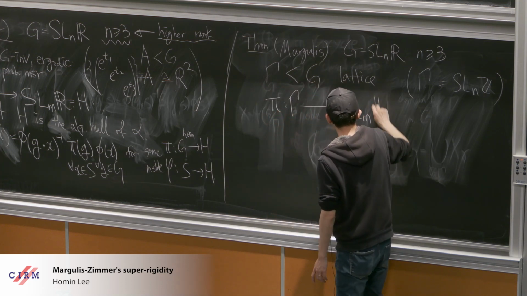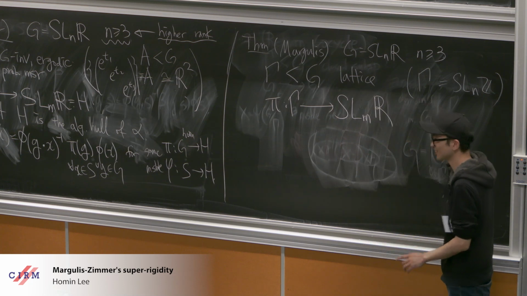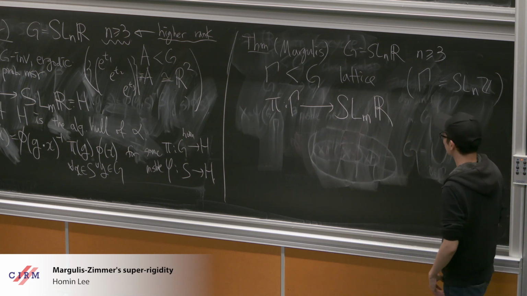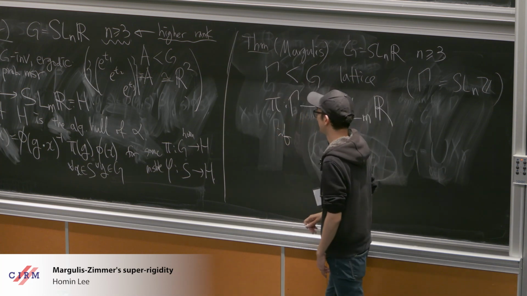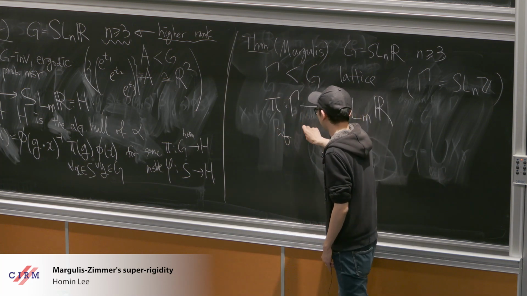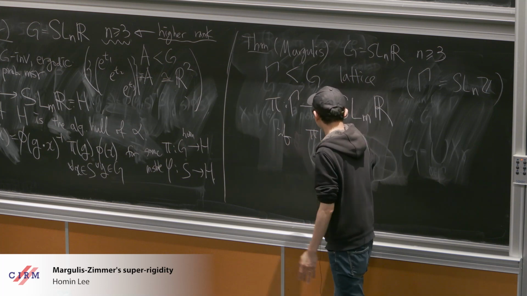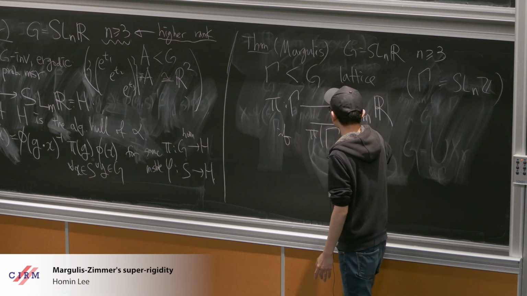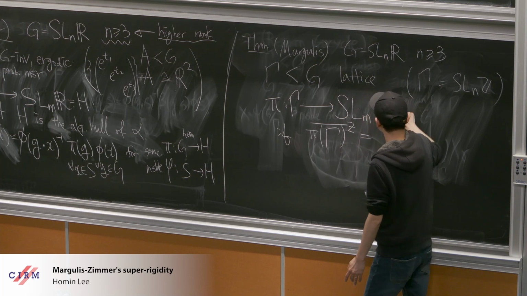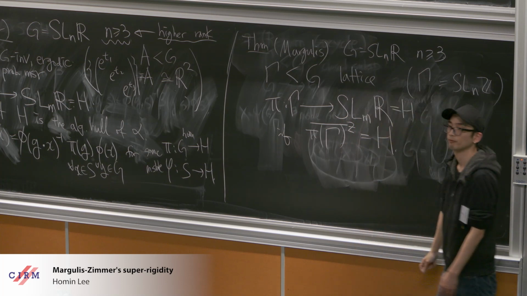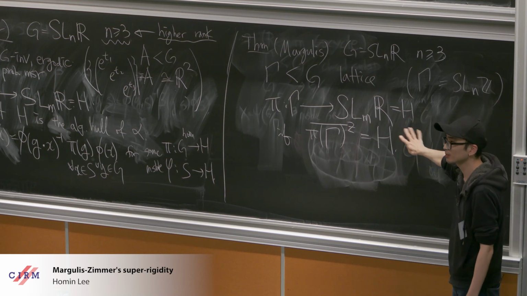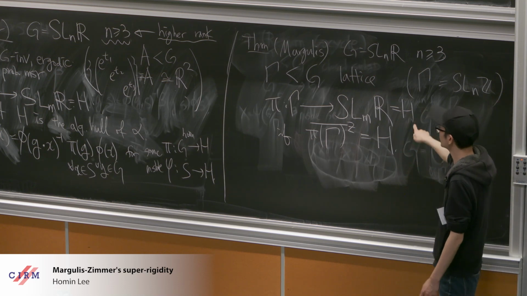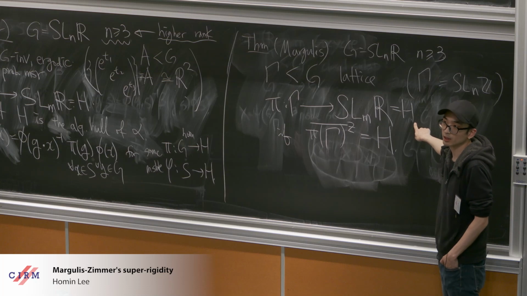rho from gamma to SL_m(R), of course, it looks quite hard to have this kind of object, but if, yeah, this is not possible, but let me pretend that this is possible. So let's say its Zariski closure is the entire H. Again, this is not possible for large m, but let's just pretend. In general, H can be any simple algebraic group.